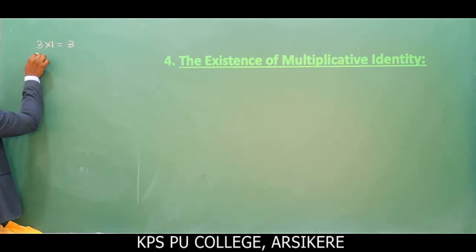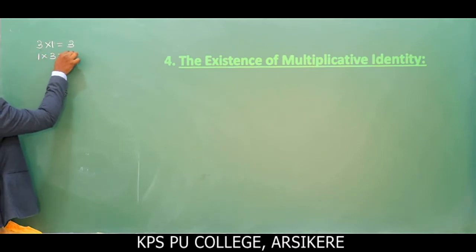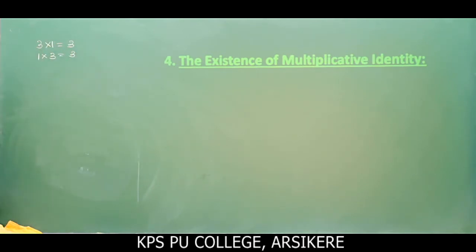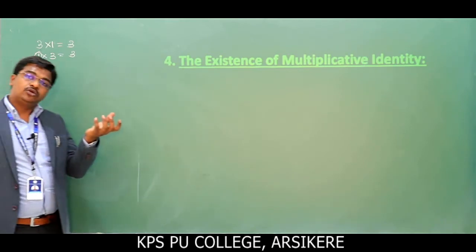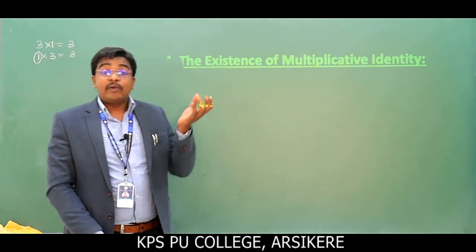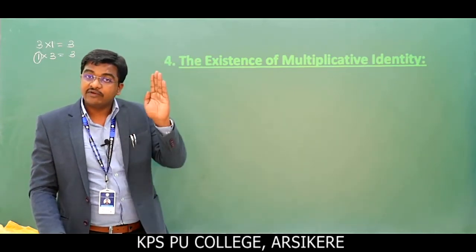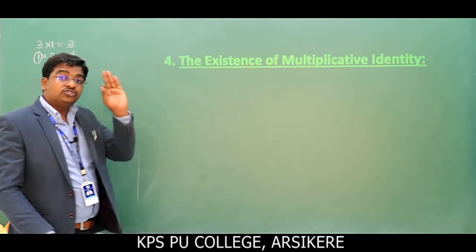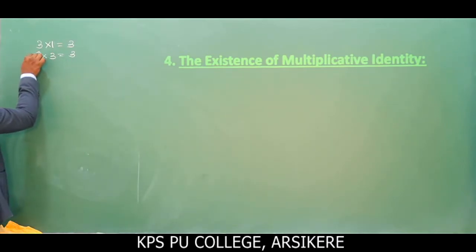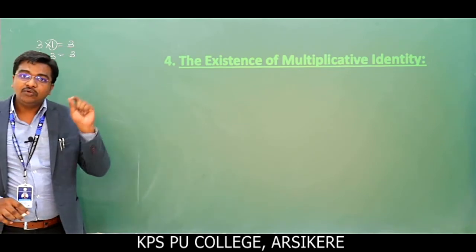At the same time I will reverse this one. 1 into 3 is equal to 3. This is called multiplicative identity. Which is the number 1? When you multiply this number to any number, you will get the same number, right? So 2 into 1 is 2, 4 into 1 is 4, minus 2 into 1 is minus 2, minus 5 into 1, again minus 5. So 1 is called multiplicative identity.